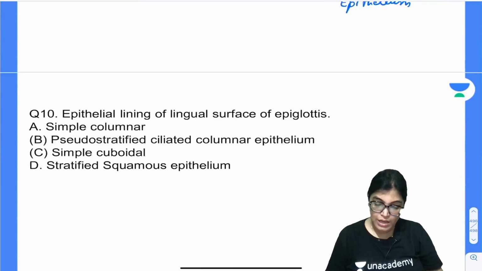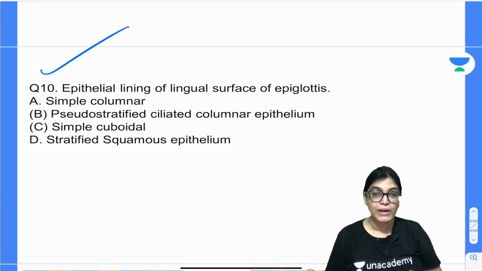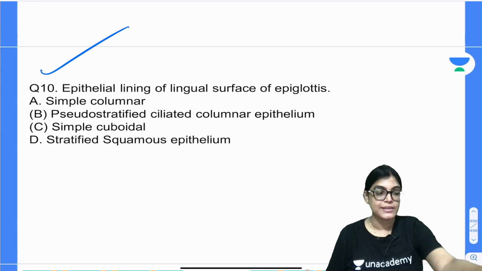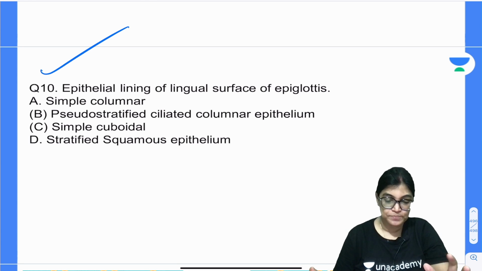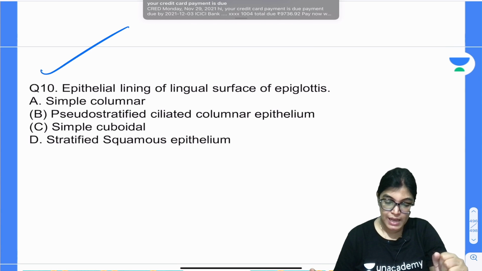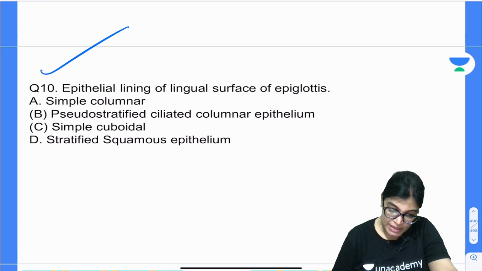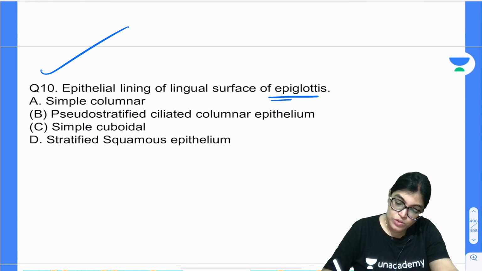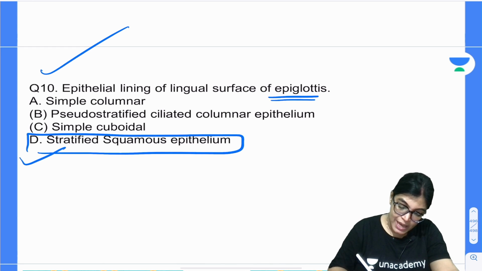One more MCQ is important, that is the epithelium lining of the lingual part of epiglottis. You will get just 15 seconds to mark whether it is simple columnar, pseudostratified ciliated columnar, simple cuboidal, or stratified squamous epithelium. Okay, my dear aspirants, the correct answer for the epithelium of the lingual surface, lingual aspect meaning close to the oral aspect, is stratified squamous epithelium. So D is absolutely correct.